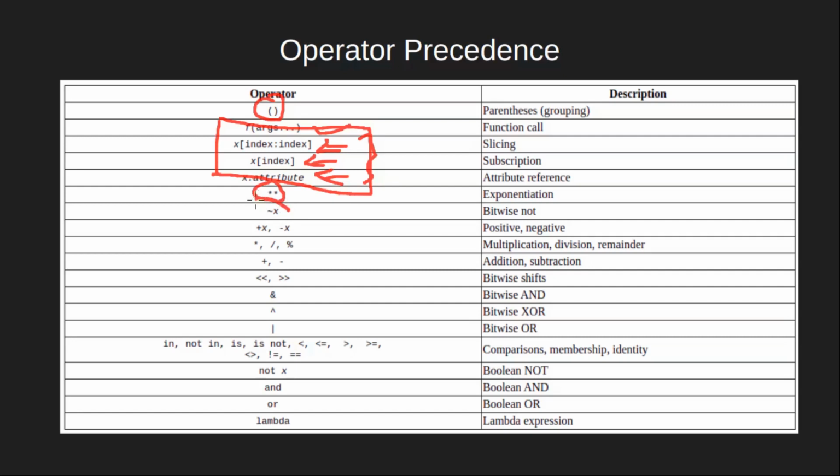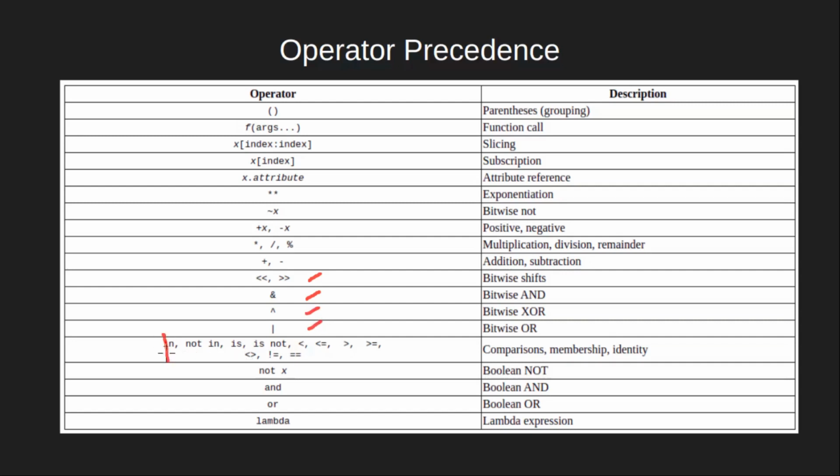Then comes the bitwise not. Then unary positive and unary negative, that is converting a number to plus or minus, followed by multiply, divide, and modulus, then add, subtract. Please note this is add, subtract as an arithmetic addition and subtraction. This is different from unary plus and unary minus, meaning you are making a number positive or negative. Right? Then comes the shift operator, then the bitwise and, then bitwise XOR, then bitwise OR.